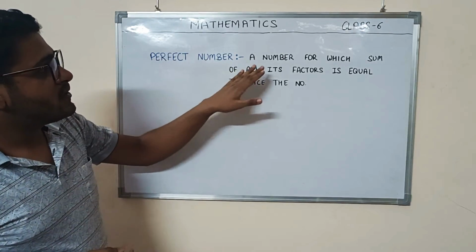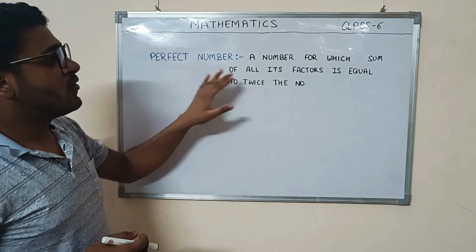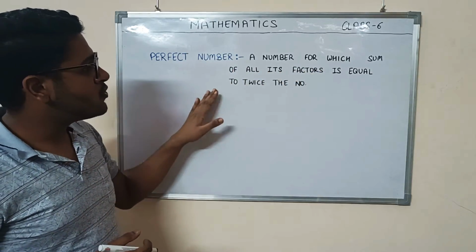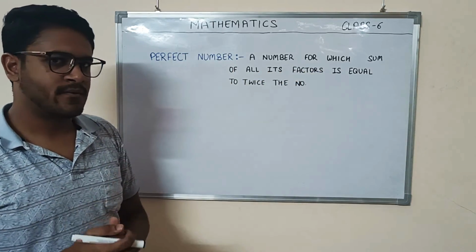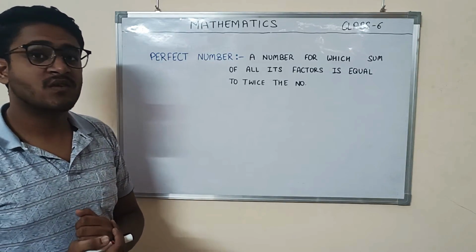Now let's talk about perfect numbers. A perfect number is a number for which the sum of all its factors is equal to twice that number. Okay, let's try to understand this with an example.